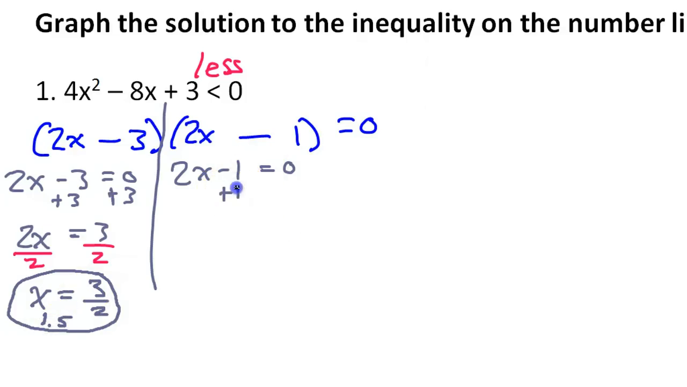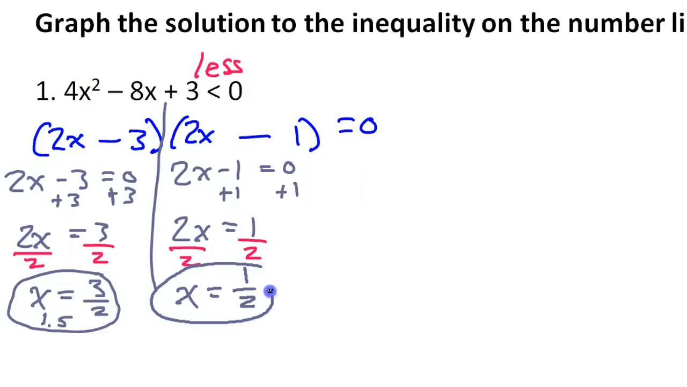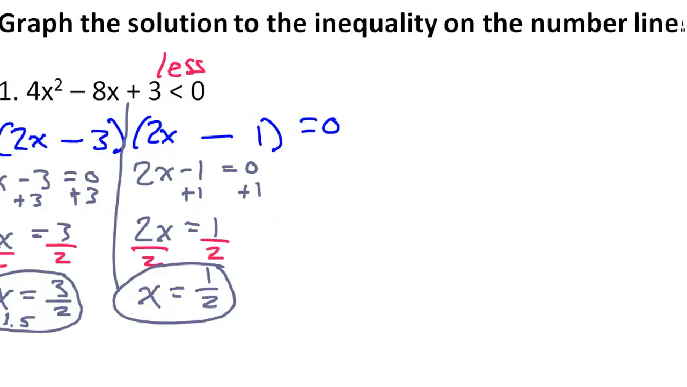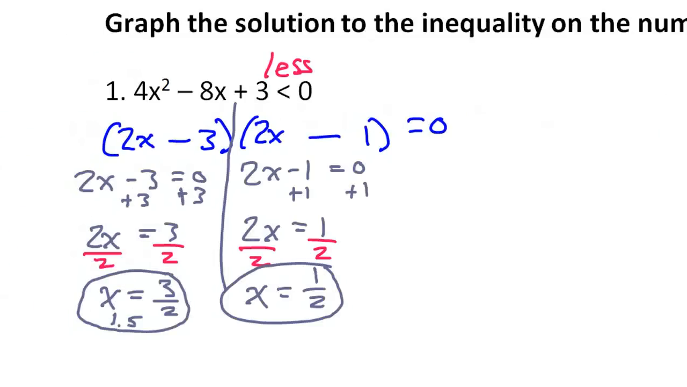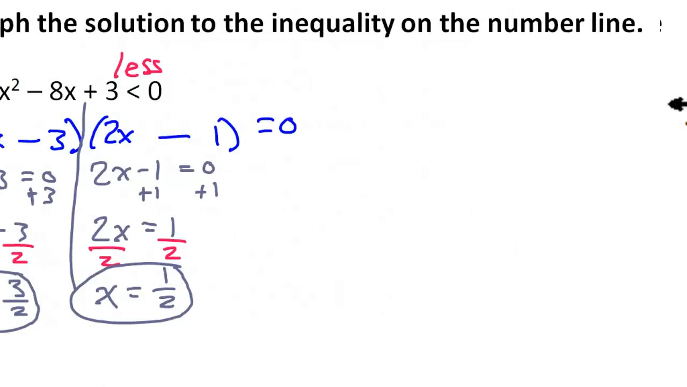And meanwhile over here I'd add 1 to both sides, so that's going to give me 2x equals 1, and then I would divide both sides by 2. So that's going to give me x equals 1/2. So these are our x-intercepts. Let's go ahead and include that on the graph. So we have 1.5 and 1/2.